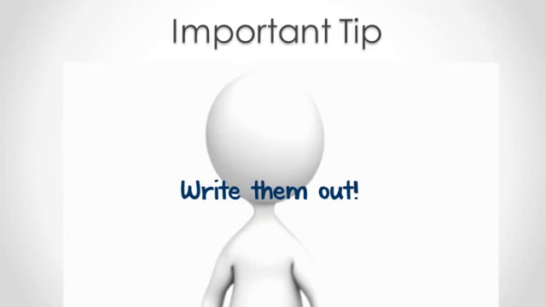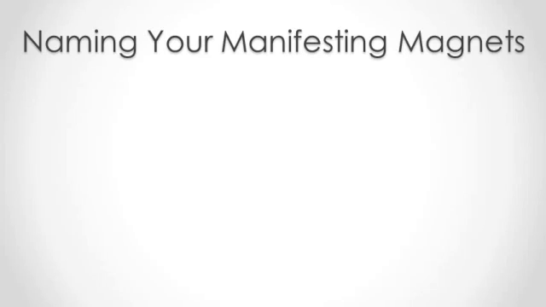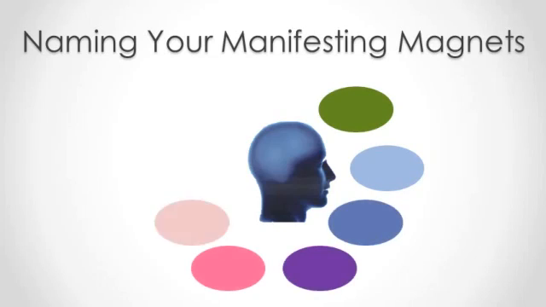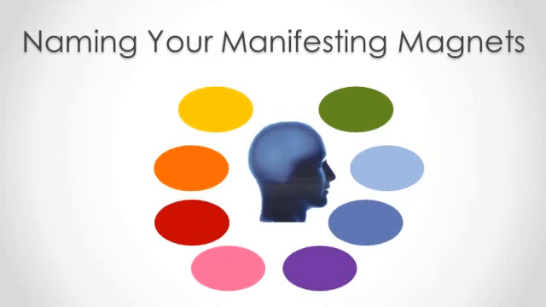Let's get started with step 1, which is naming your manifestation magnets. As you look at your manifestation map, the head in the center signifies you, not a limited version of you, which may be how you currently see yourself, but the all-potential and extraordinary you, which is who you really are. Around the head, you see 8 ovals with arrows around them. These are your manifestation magnets.